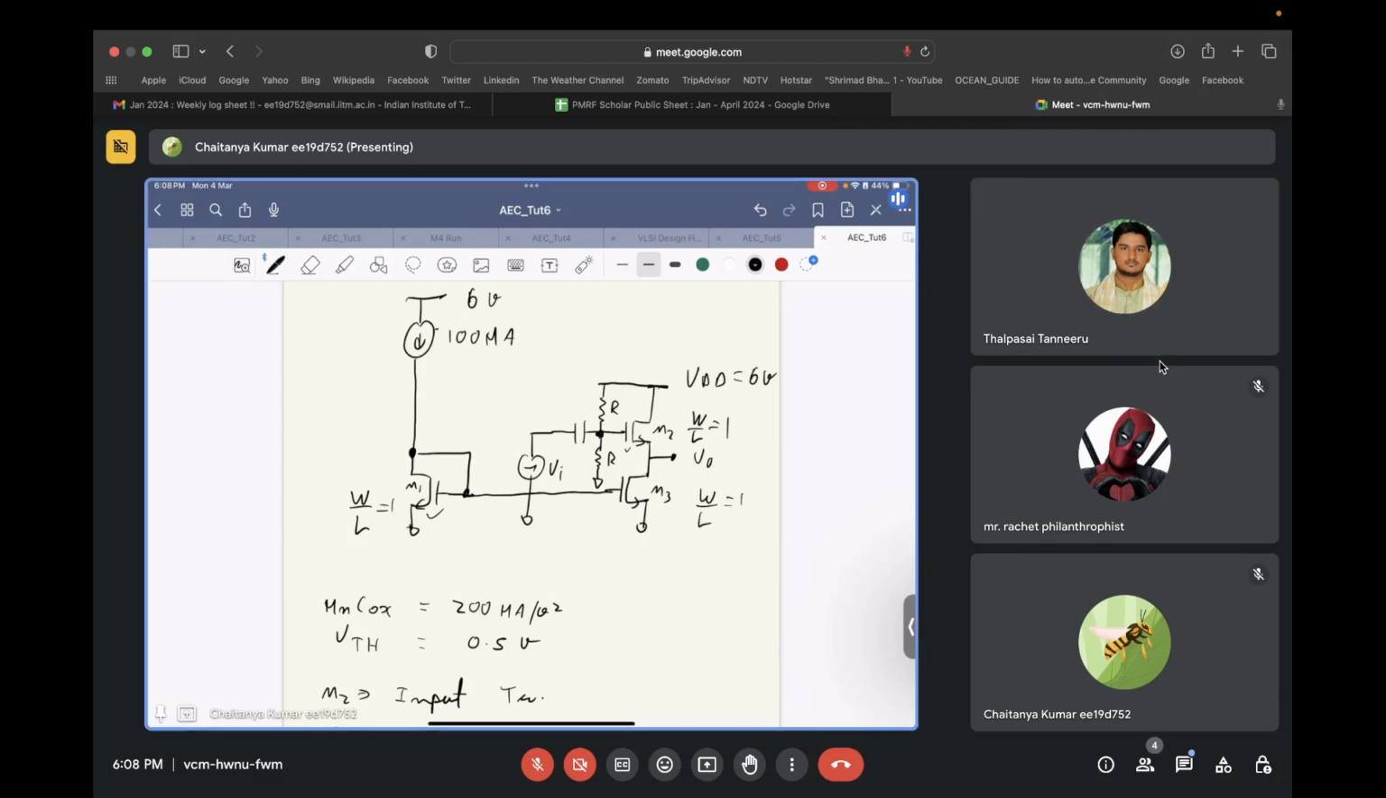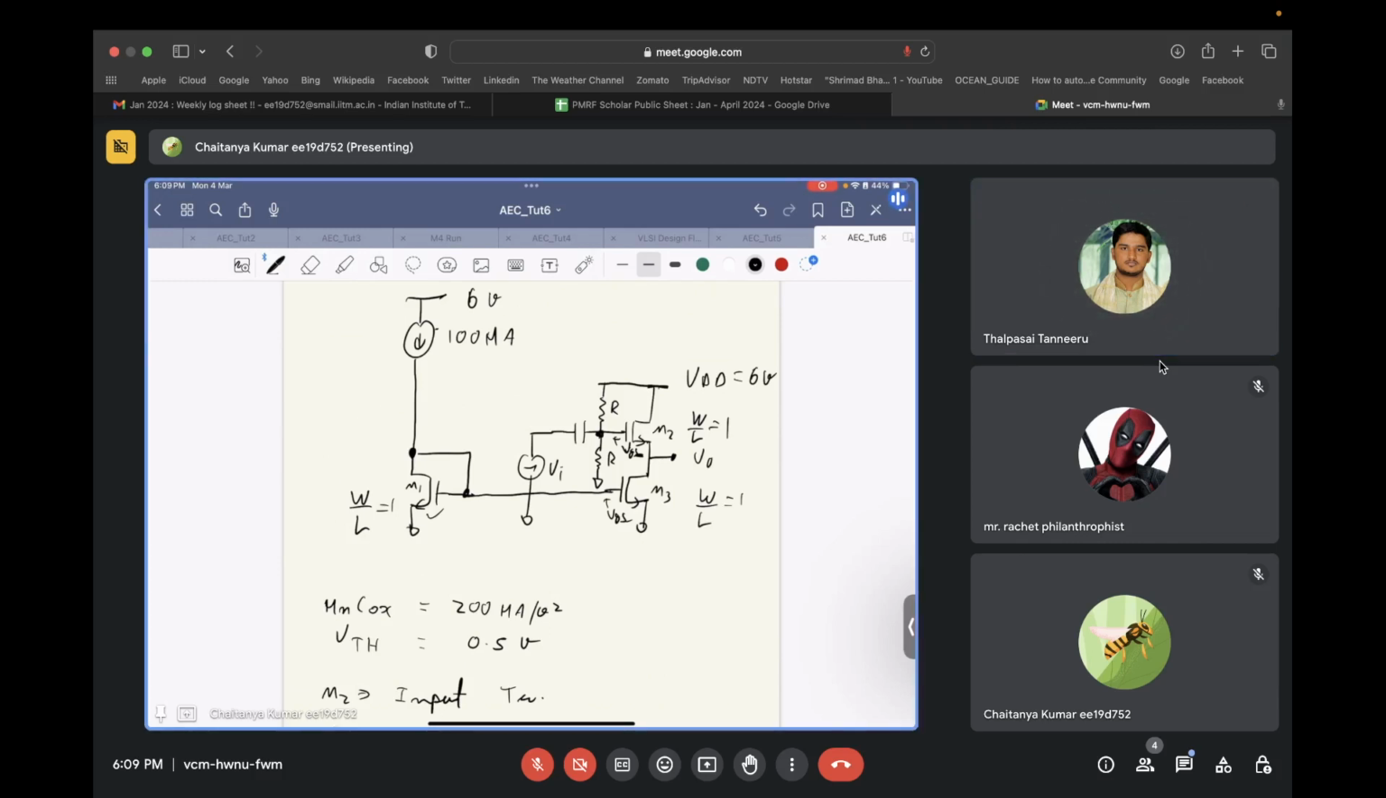No, I'm not talking about only the gate voltage. I'm talking about the voltage difference. This voltage is VGS, and this is VGS. These two will be the same. The voltage difference between gate and source will be the same. That's what I'm saying. Yes, sir. Okay.